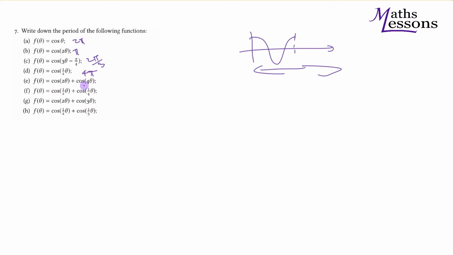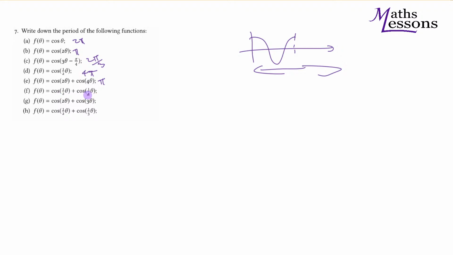Now cos of 2 theta and cos of 4 theta, they're going to repeat every pi. This is going to squash up by a factor of 2. This is going to squash up by a factor of 4. So it will be where they coincide, and that will be at pi, because they're going to both repeat. This one repeats every pi. This one's going to repeat every pi by 2. So therefore they coincide every pi.